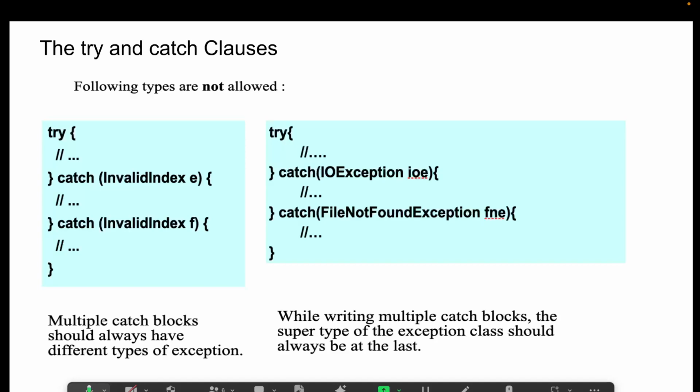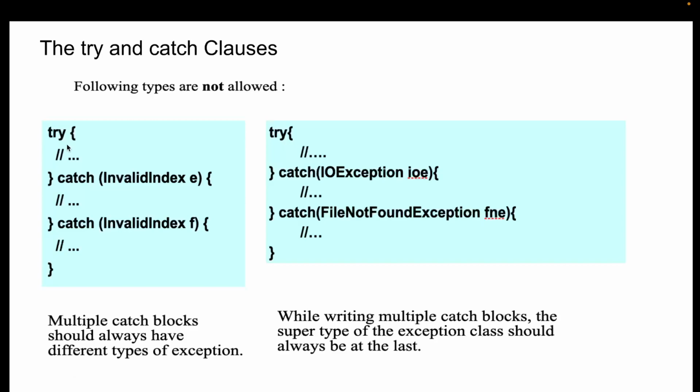Now see this slide. This is about try and catch clauses. So we are trying to write the try and catch blocks. In the first picture you can see that there are multiple catch blocks written, and the same type of exception has been mentioned in both the catch blocks. So this is not allowed in Java. Whenever there are multiple catch blocks, they should have different types of exceptions.